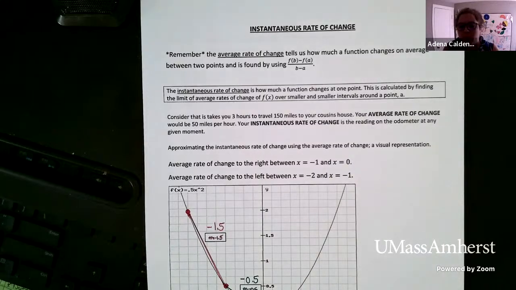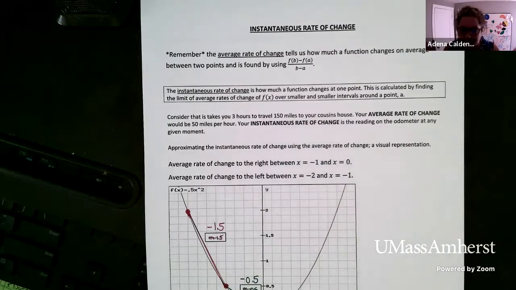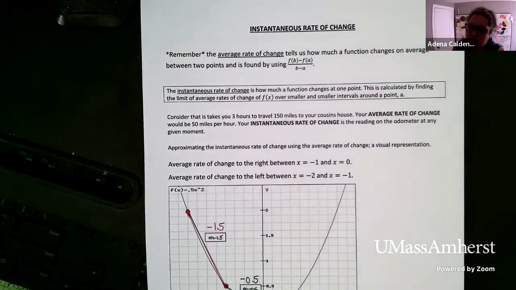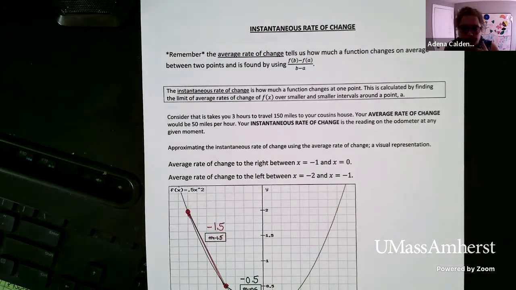Imagine that it takes you 3 hours to travel 150 miles to your cousin's house, right? They live 3 hours away. Your average rate of change is going to be 50 miles per hour, right? Because you went 150 miles. It took you 3 hours. So if you divide 150 divided by 3, you get 50 miles per hour. That was your rate of change on average for your trip.